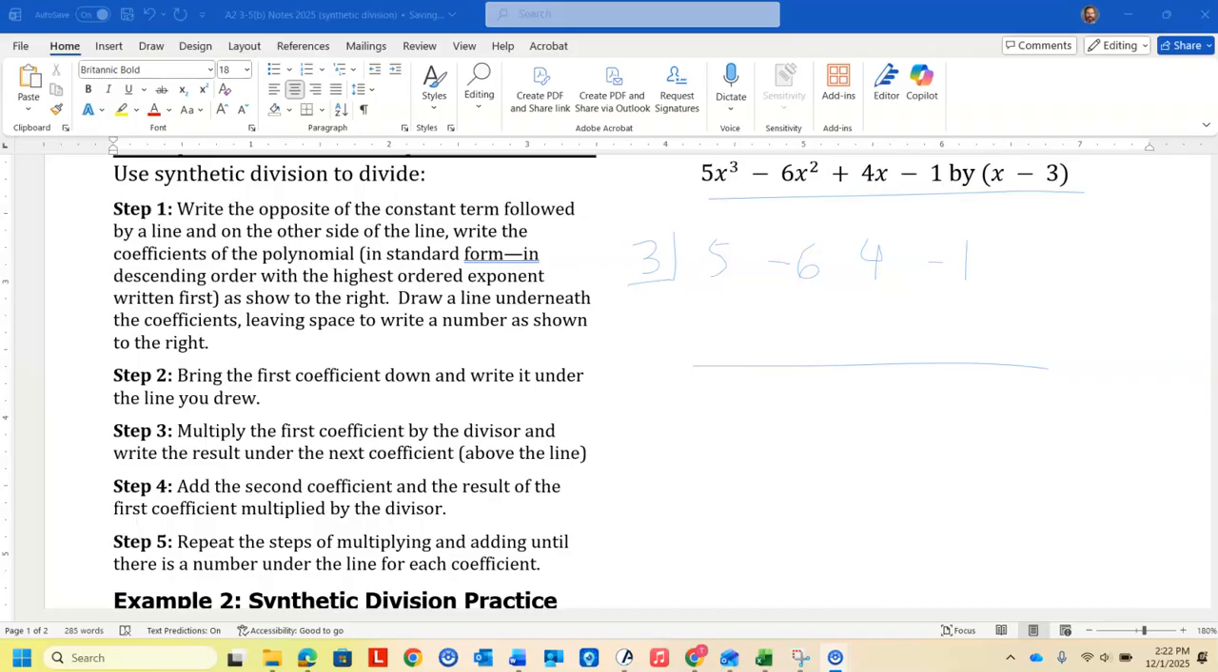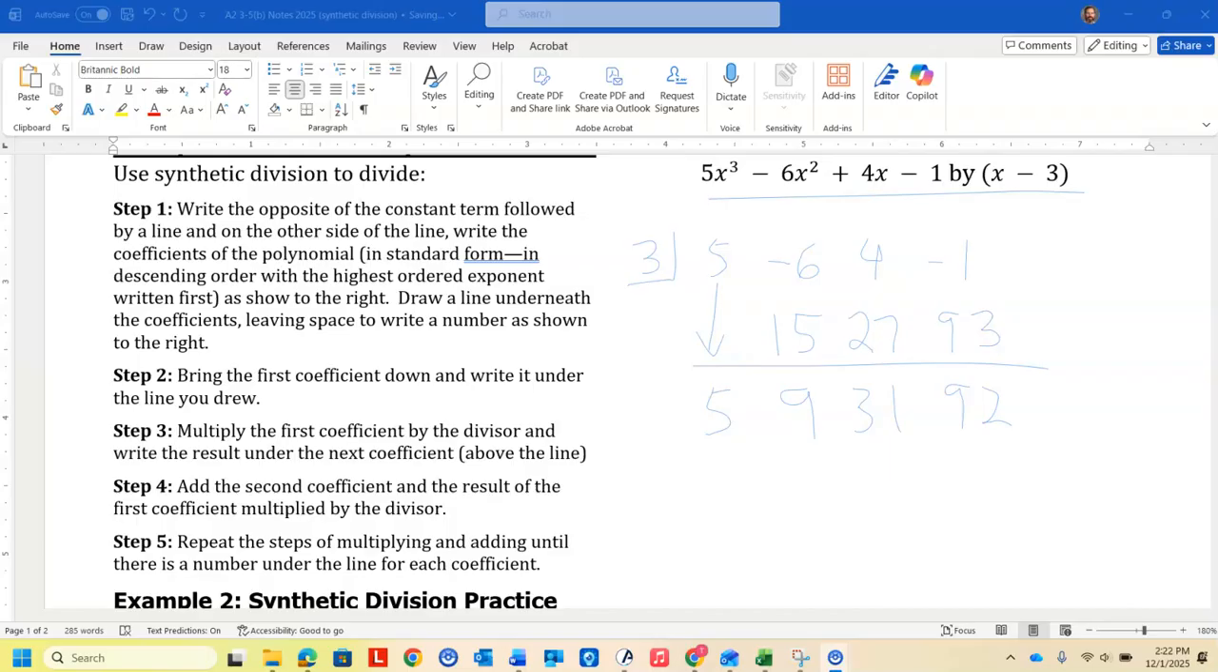So the first step is always just drop the first number straight down. So 5. Now multiply 5 times 3 to find the next number that I need to write in the next row. So 5 times 3 is 15. So we're adding straight down, multiplying across. So when I add straight down, I get 9. And then 9 times 3 is 27. Add straight down, 4 plus 27 is 31. Multiply by 3, that's 93. Add straight down, 92.